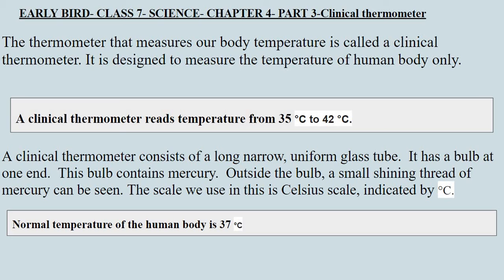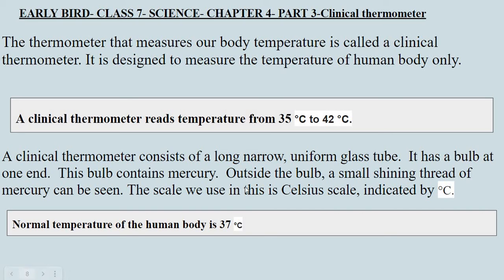We will see the structure, or the parts, of a clinical thermometer. A clinical thermometer consists of a long, narrow, uniform glass tube. It has a bulb at one end. This bulb contains mercury. And why is mercury used in a thermometer? Because it's very sensitive to temperature. Outside the bulb, a small shining thread of mercury can be seen.